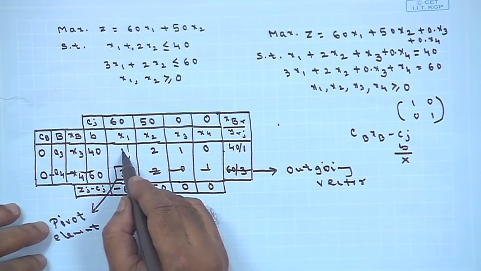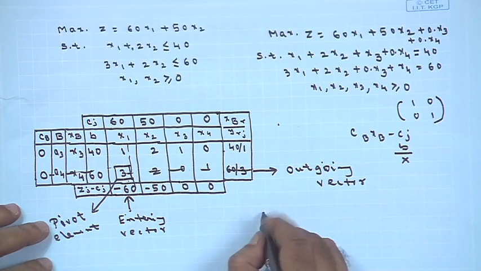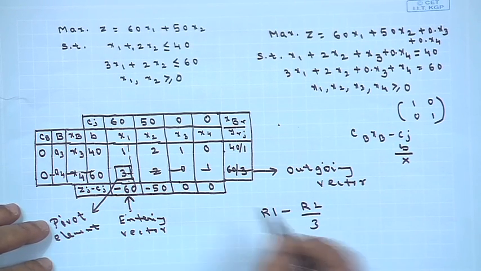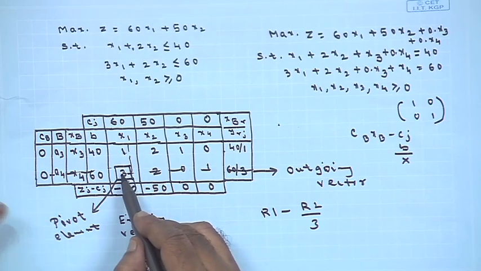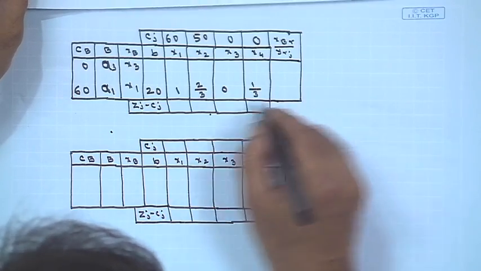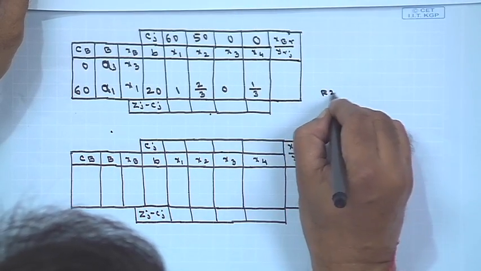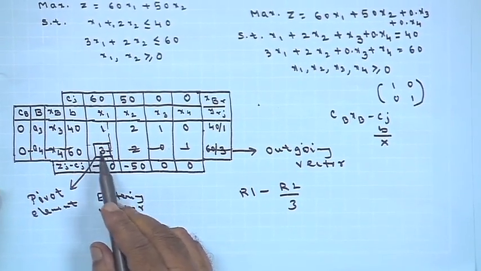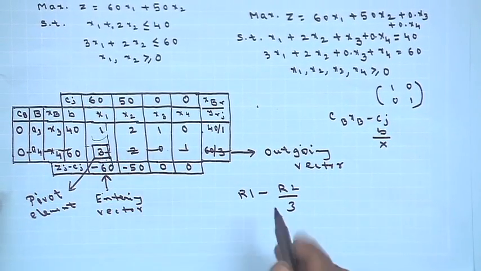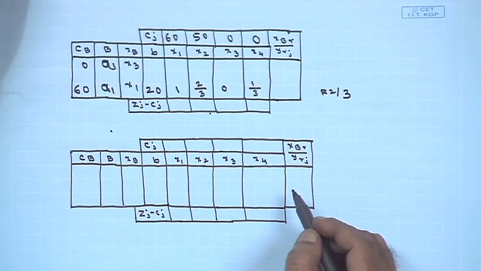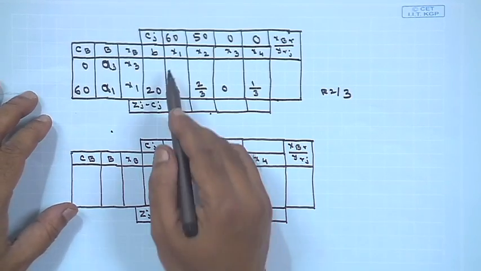Now, how to make this element 0? This is row 1 minus row 2 by 3 if I make, row 1 minus row 2 by 3. So, in the first case what I have done, I obtained this by making R2 divided by 3 to obtain this element as 1, whereas to make this element 0, row 1 minus row 2 divided by 3. So, I have to start from here itself.